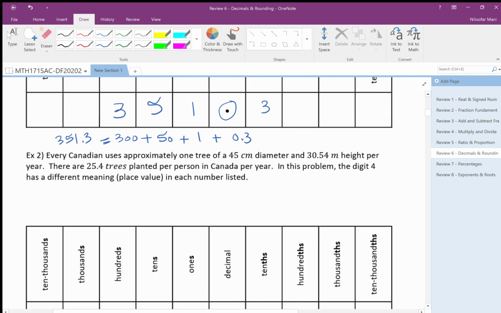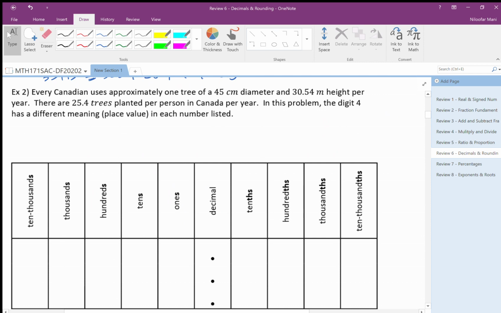For example, this problem says: every Canadian uses approximately 1 tree of 45 centimeter diameter and 30.54 meter height per year. One is centimeters and one is meters, but it doesn't matter. For this question we are just comparing the position of 4. There are 25.4 trees planted per person in Canada per year. In this problem, the digit 4 has different meanings.